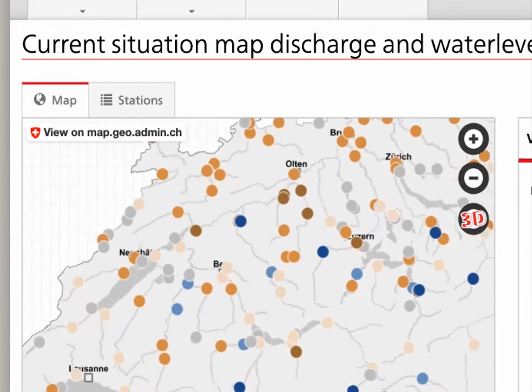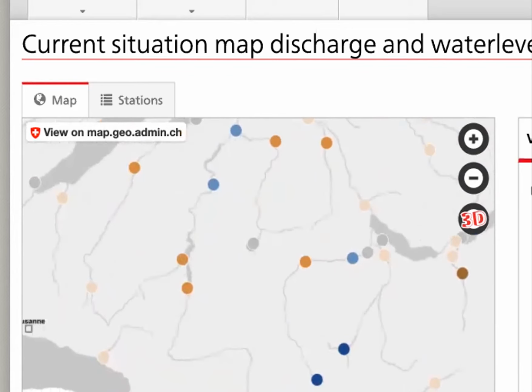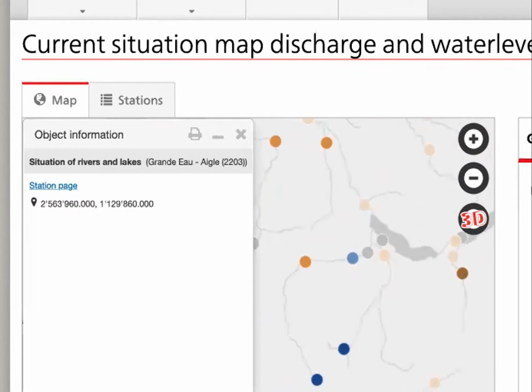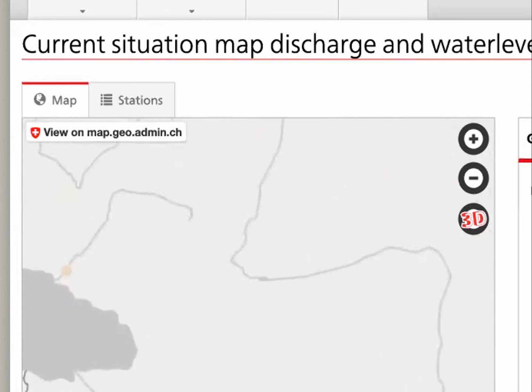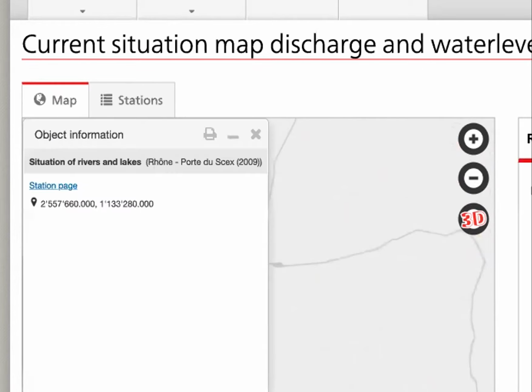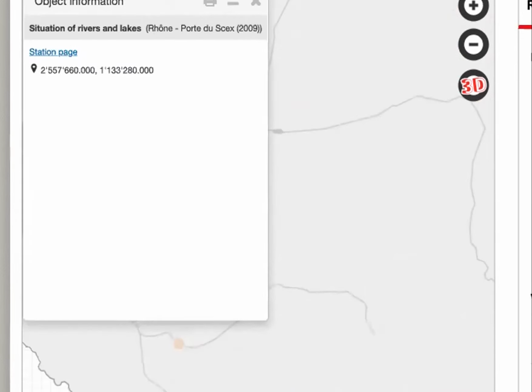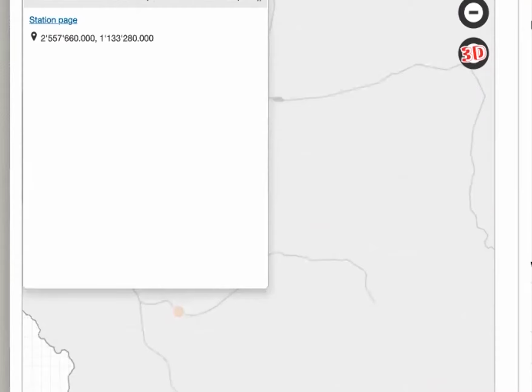Here you have a hydro station. It is Rhône Porte du Scex 2009. That's the name of the station. And at the moment, the discharge in cubic meters per second is 151. It peaked at 218 yesterday at 11. So it changes quite a lot.